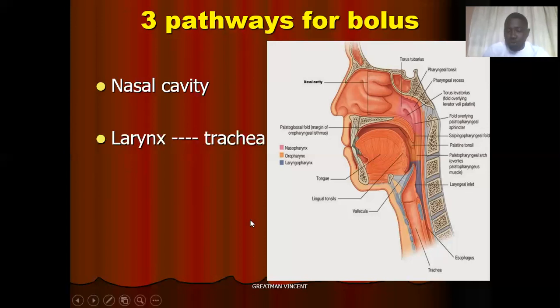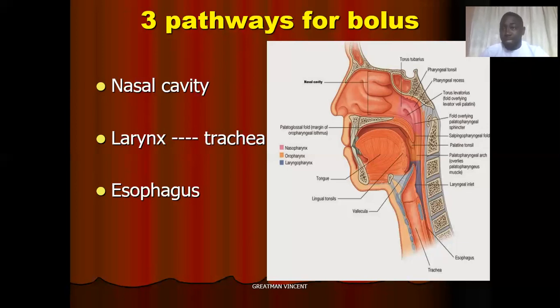However, just as I said, food can get into your nasal cavity. It can also get into your larynx, leading to the trachea, and food can get into the esophagus. So all these things are happening at the pharyngeal phase. Don't forget the pharyngeal phase have not started yet. We've not made mention of what happens at the pharyngeal phase. I'm just introducing you to where food can go from the pharyngeal phase.